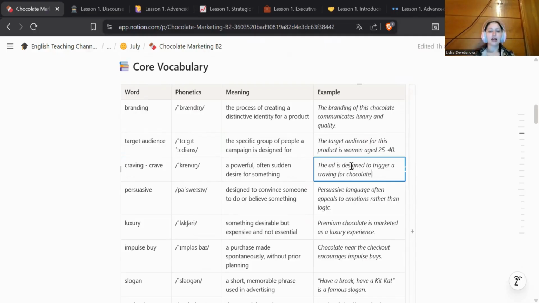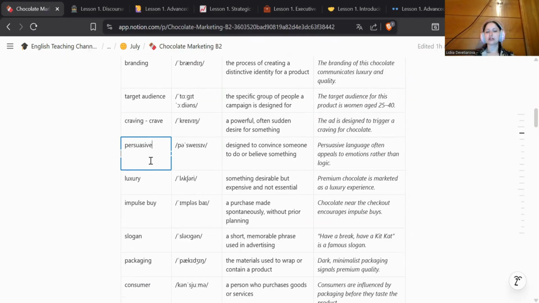And the next one, persuasive. Persuasive is something that is designed to convince someone, a person, a customer, to do or believe something. For example, persuasive language often appeals to emotions rather than logic, right? And the next one, luxury. Luxury is something that is desirable, but it is expensive and it is not essential. It is absolutely not essential. That's why it is a luxury. So premium chocolate is marketed as a luxury experience, right?